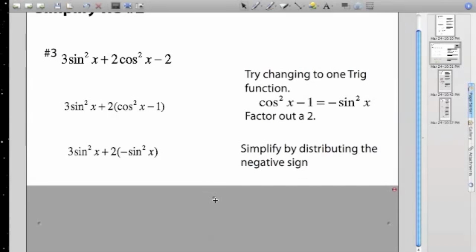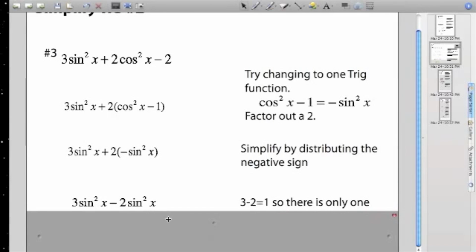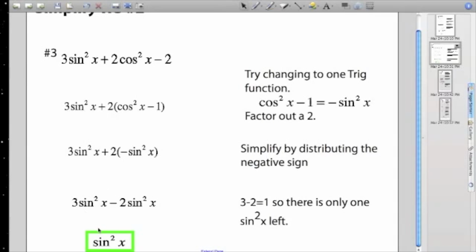And we're going to distribute that 2 inside of it, so we're going to get this. 3 sine squared x minus 2 sine squared x. And so the 2 just multiplies times the negative sine squared, and you're going to get this. And this is actually the easy part. 3 minus 2 is 1, so if I have 3 sine squared x's minus 2 sine squared x's, then it only leaves me with 1, and that's my final answer. 1 sine squared x, or just plain sine squared x.